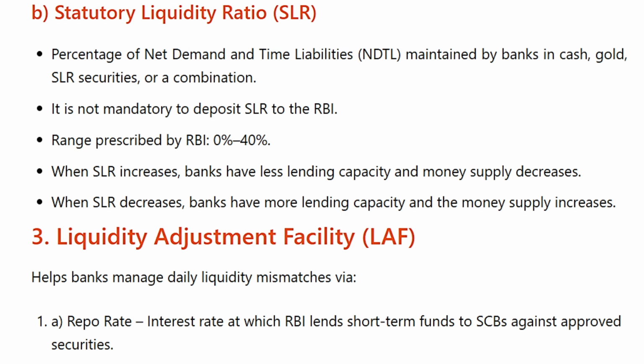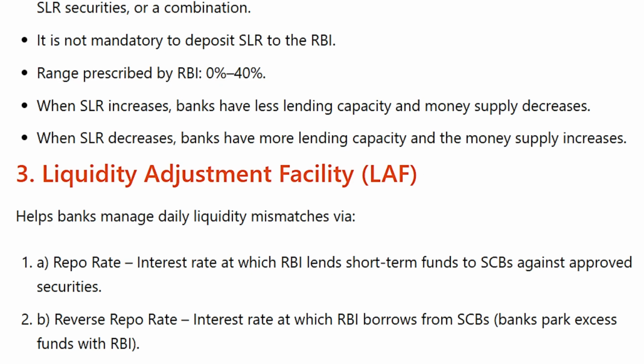B. Statutory liquidity ratio, SLR. Percentage of net demand and time liabilities, NDTL, maintained by banks in cash, gold, SLR securities, or a combination. It is not mandatory to deposit SLR to the RBI. Range prescribed by RBI: 0% to 40%. When SLR increases, banks have less lending capacity and money supply decreases. When SLR decreases, banks have more lending capacity and the money supply increases.